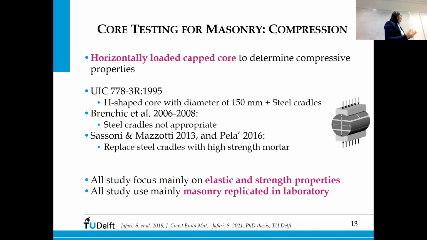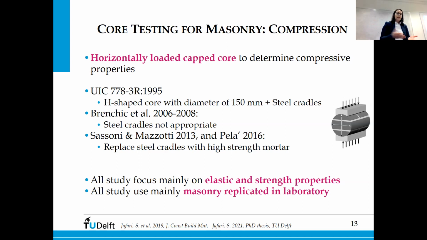Some of this has been done in the past, and there is even a recommendation from a railway union in which they suggest using steel couplers to apply the load. But later research has shown that high strength mortar capping is more appropriate. So we used that further in our research. The other thing was that up to the time we started, mostly elastic and strength property were the focus of this type of test. So there was not much on trying to also deduce post-peak toughness property from that.